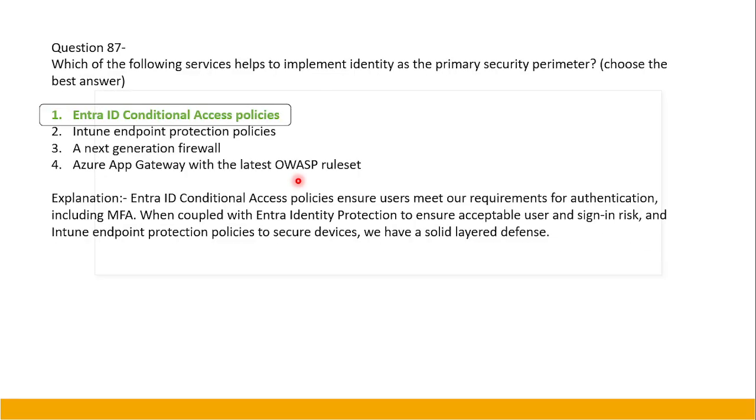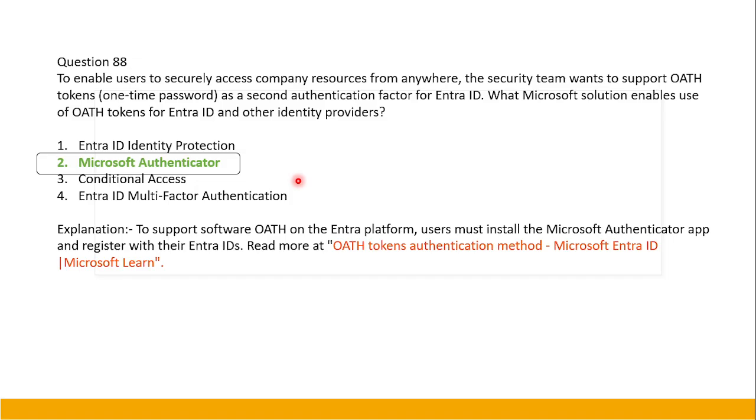Question 87. Which of the following services helps to implement identity as the primary security perimeter? The correct option here is Entra ID conditional access policies. Question 88. To enable users to securely access company resources from anywhere, the security team wants to support auth tokens and one-time passwords as a second authentication factor for Entra ID. What Microsoft solution enables use of auth tokens for Entra ID and other identity providers? The correct option is option 2, Microsoft Authenticator.